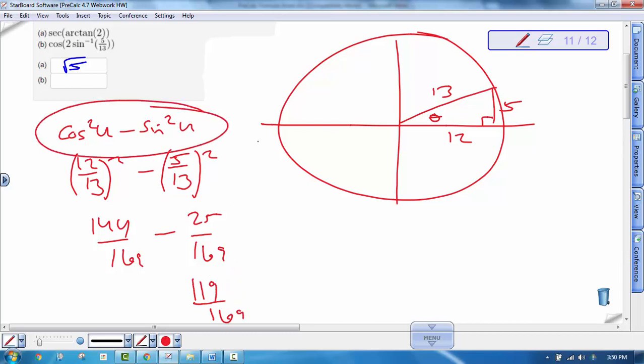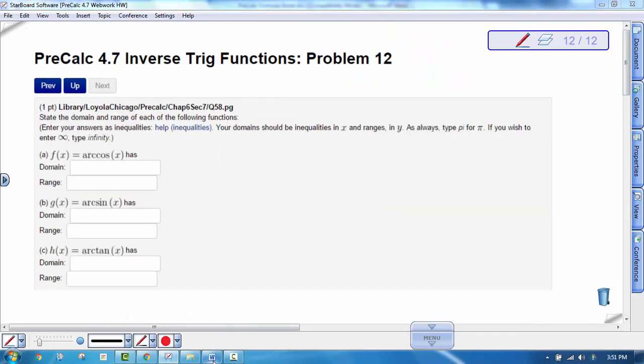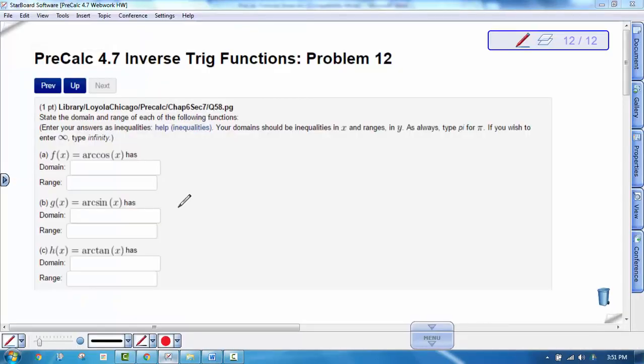Now, technically we haven't learned this double identity. That's not coming up for a few sections, or until next chapter. So if you don't want to do that part, that's fine. That's not the end of the world. We'll get to that. Okay, the last problem is just a little review. Pull up your formula sheet, and I got all the information right there for the domain and range of inverse sine, inverse cosine, and inverse tangent. So it shouldn't be hard to fill that out.